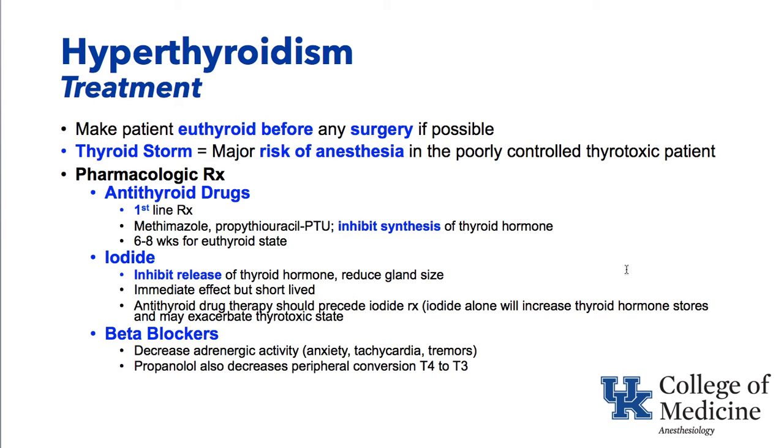activity associated with hyperthyroidism, such as the anxiety, the tachycardia, and the tremors that occur. And propranolol is somewhat unique in that it not only blocks the adrenergic activity, but also decreases the peripheral conversion of T4 to T3. And you remember that T3 is the major potent thyroid hormone having its effect on the cardiovascular system.